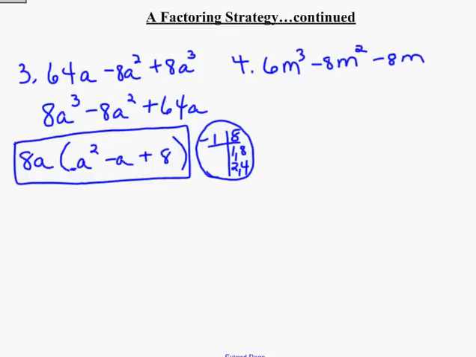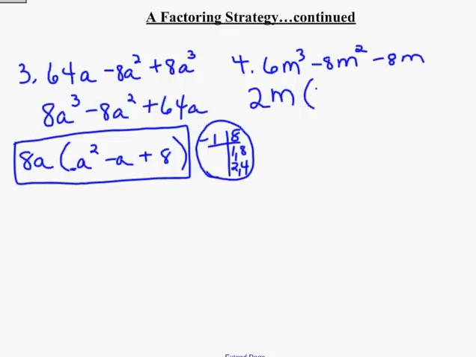Problem number 4 is in descending order of powers, so I'm ready right away to start looking for a GCF. So I'm looking at 6, 8, and 8. The only thing in common is a 2, so I'll factor 2 out of all 3 of those. And then I have m cubed, m squared, and m, so I have an m in common to all of those. So now I'm going to divide or factor that out.